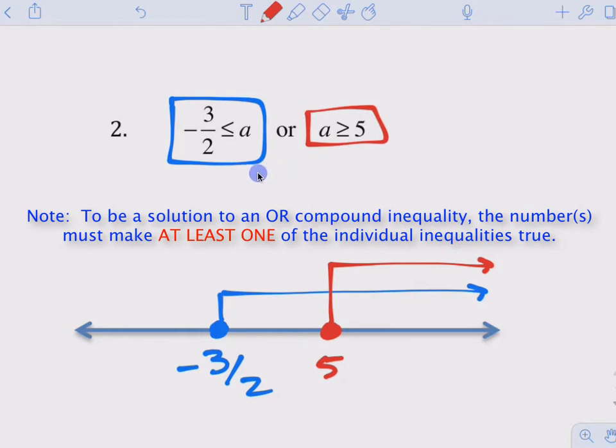So if it makes one of them true, it works. If it makes both of them true, it works. The only way to not be a solution to an OR compound inequality is to make none of the individual inequalities true. So let's take a look at our number line.